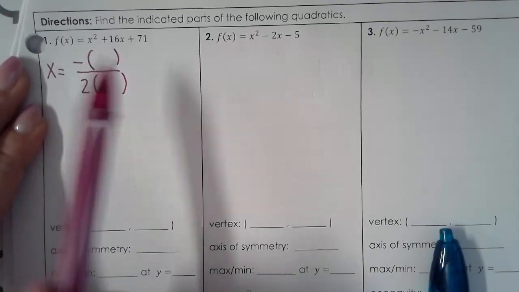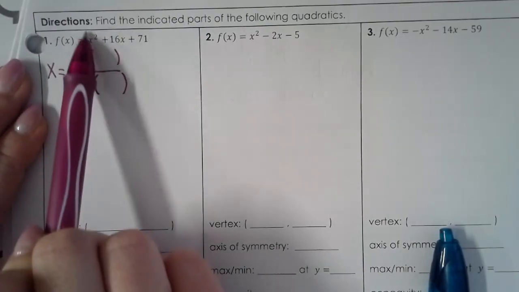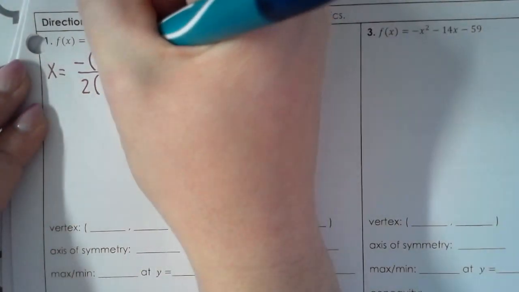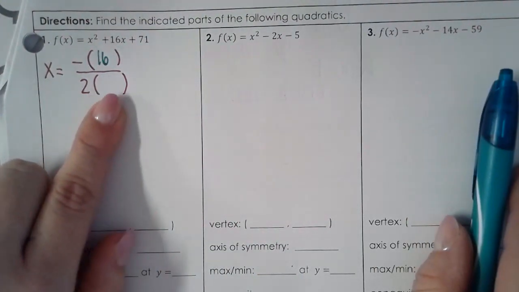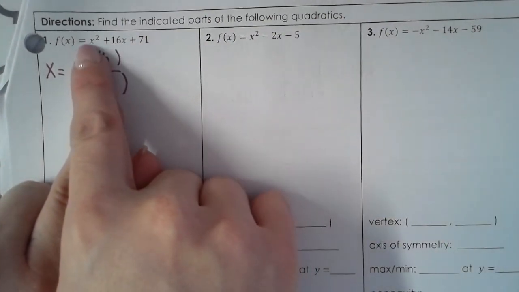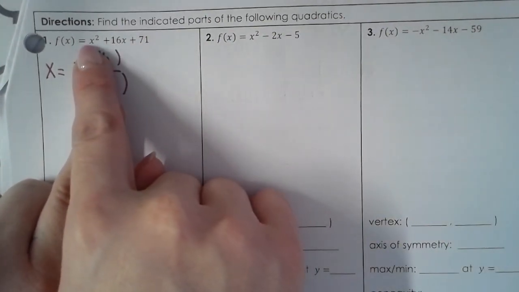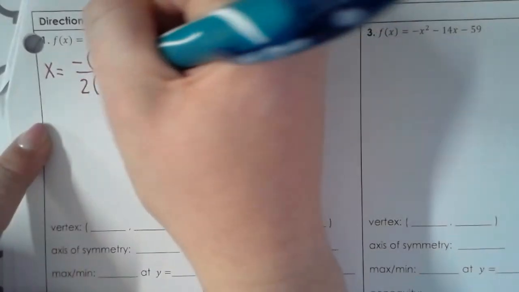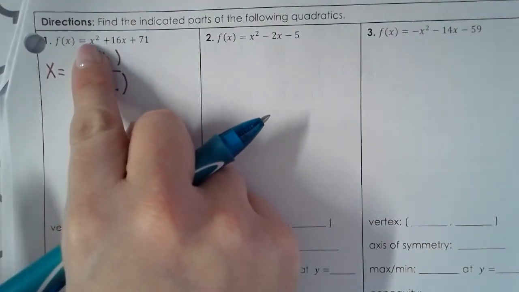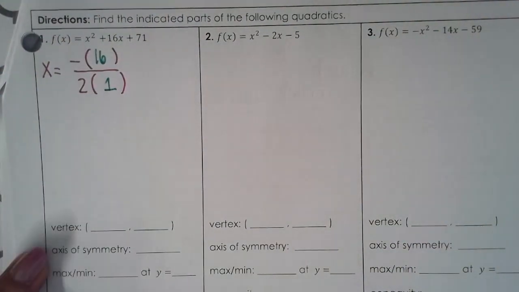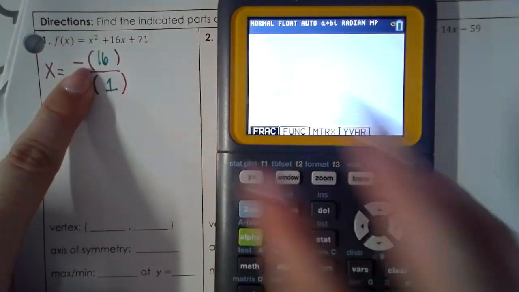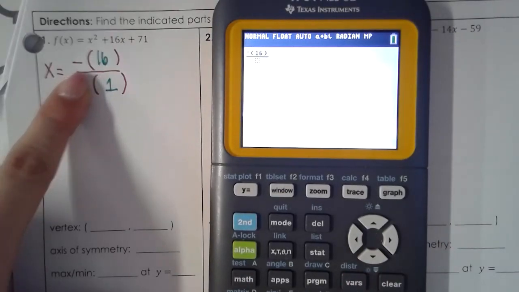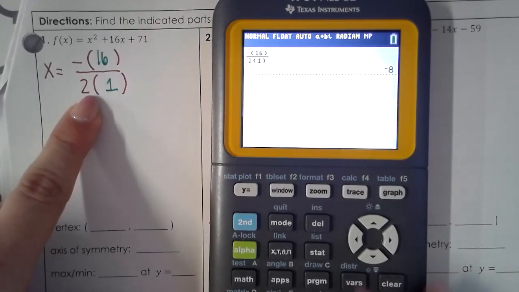Now, if you go back to the formula, it's -b. So if you look here, b is the number with the x, just the number, and that number is 16. And then 2a. A is on the bottom. A is the number with the x squared. But if you don't see a number, don't put x here, don't put x squared. We assume that number is a 1. And it would be a positive 1 unless there was a negative. And so in your calculator, -16 over 2 times 1 is -8.